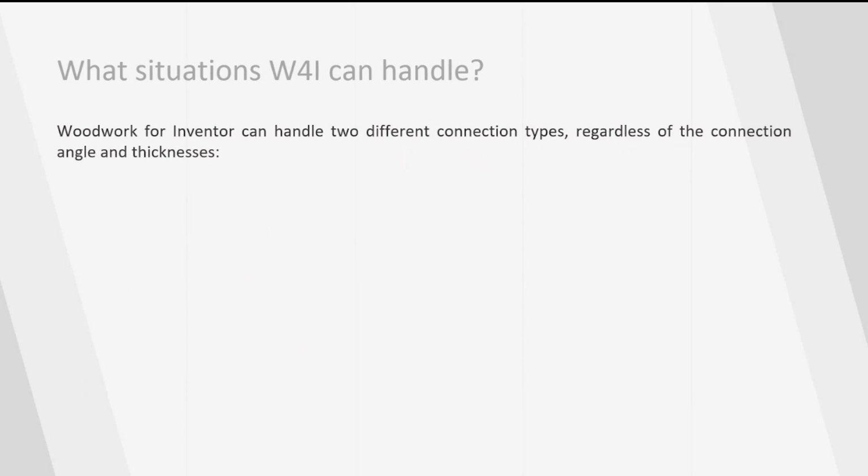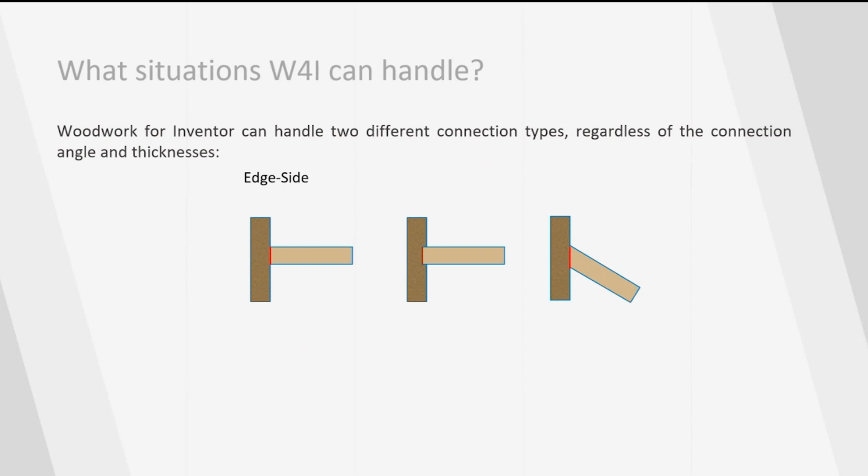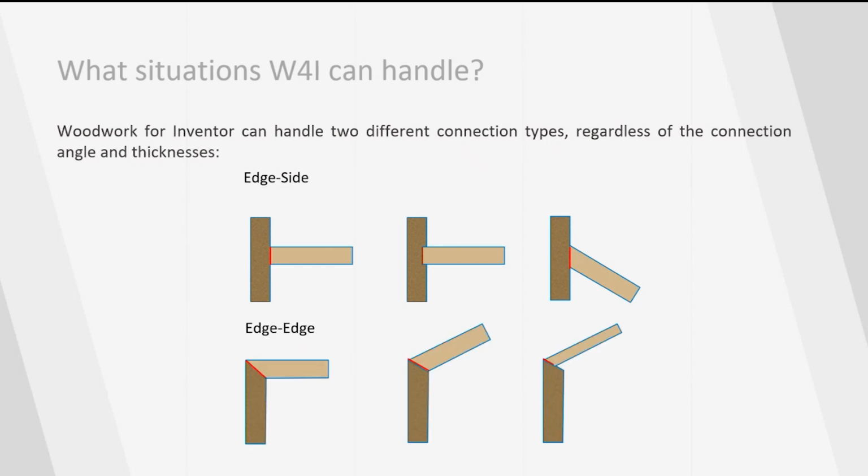What does Woodward and Inventor know about connections? Here are two types. First one, edge-side. This occurs when one board connects to another by using the end of the board and touching the side of the other. The second one is edge-edge type. This occurs when two boards are connected using their edges. As demonstrated in my examples, we are not limited by angles or thicknesses of the board. They can vary.